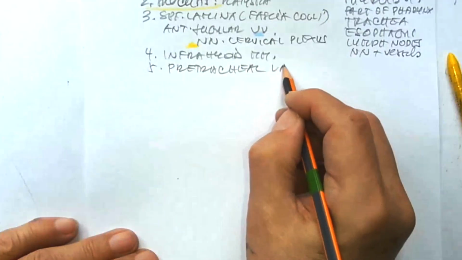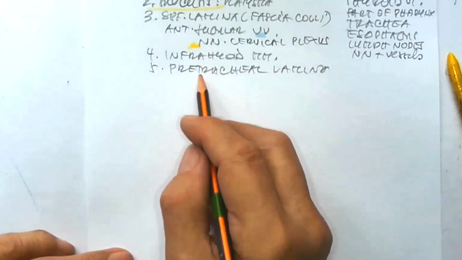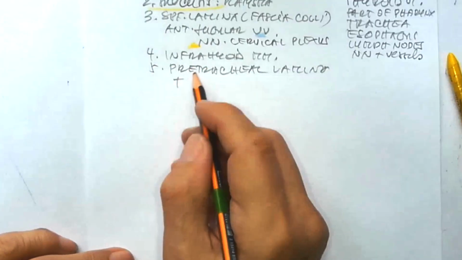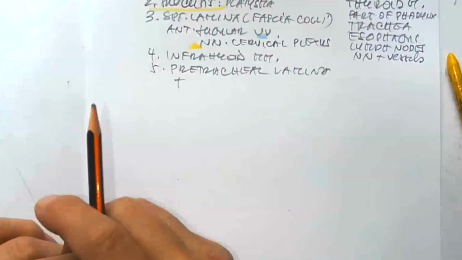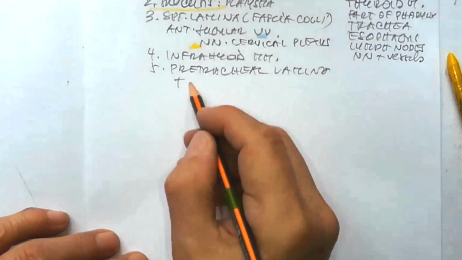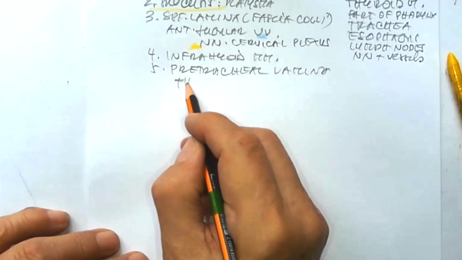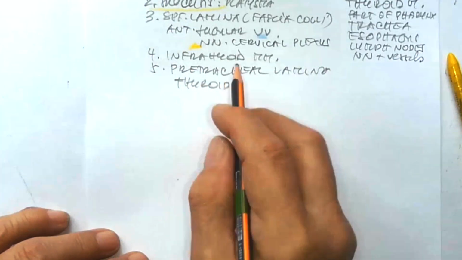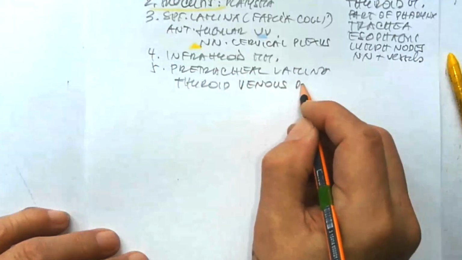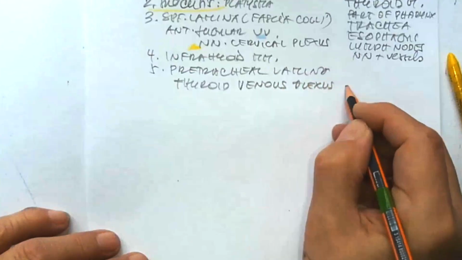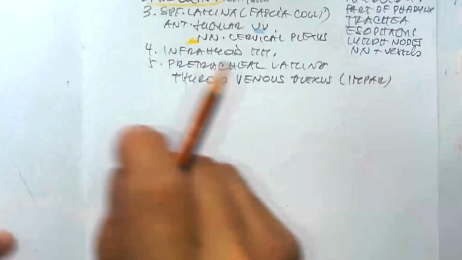Then follows number 5, the pretracheal lamina, because they are involved in the pretracheal lamina, correct. And then follow the thyroid. Under the pretracheal, in front of the pretracheal lamina follows the thyroid venous plexus, yes, venous plexus. We call it impar because it's unpaired, impar.